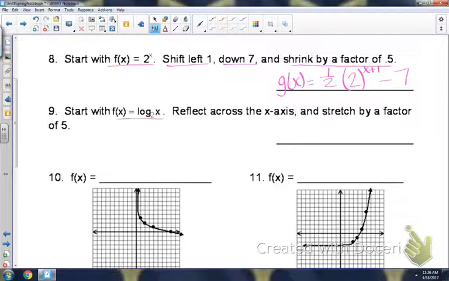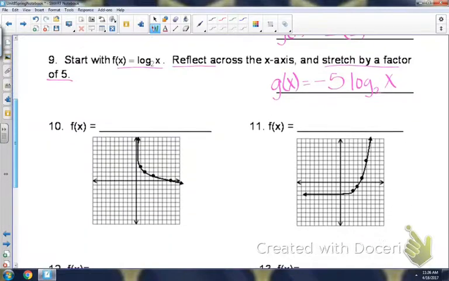Okay, 9, log function, we're reflecting, stretching by a factor of 5. So reflection is the negative, you're stretching by 5, so that's the coefficient. And we're not shifting left, right, or up or down, so we're just writing log base 2 of x there.